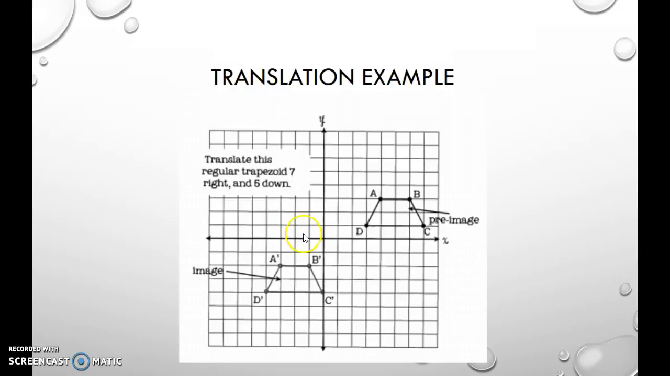Okay, so let's look at this. Translate this regular trapezoid right 7 and down 5. So we can see already there's kind of a little typo here. This should be 7 left. Sorry about that. Okay. This being my pre-image, this being my image, and I can also tell because there are prime marks here, that we went 7 left and 5 down.